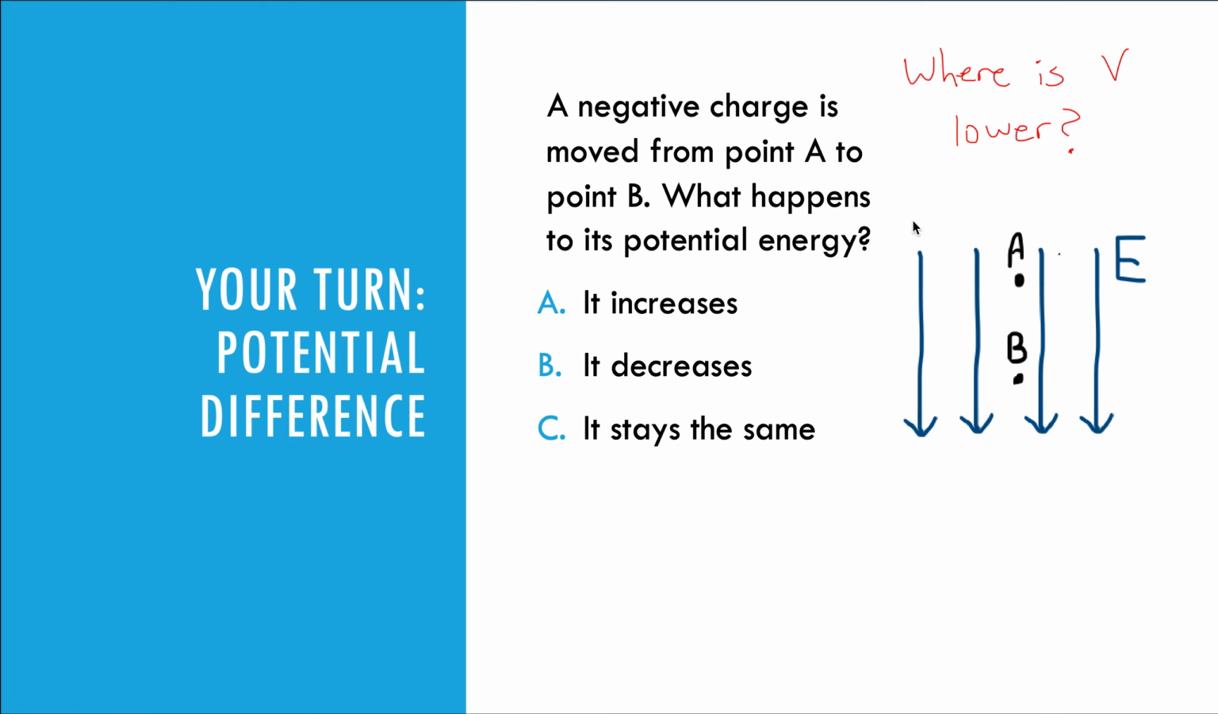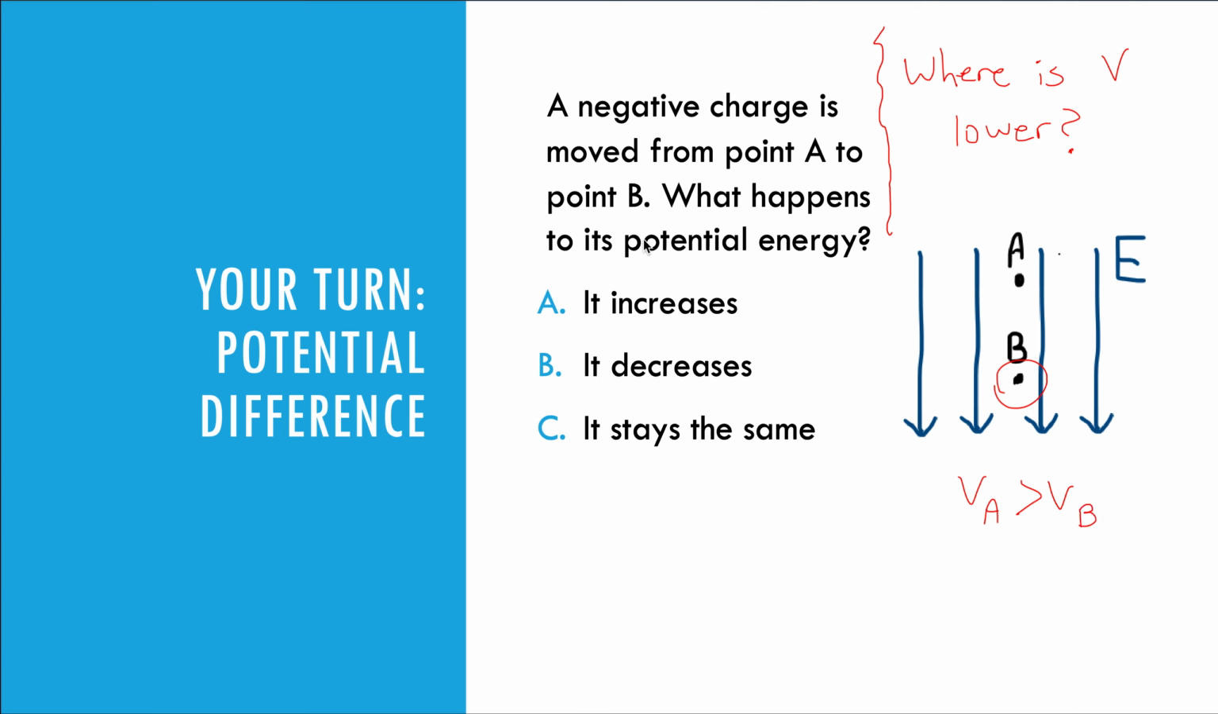So think about it, pause the video. According to what we just learned, the electric field always points towards a decreasing potential. So that means that the point B here is at a lower potential. So here we once again have the potential at A is greater than the potential at B.